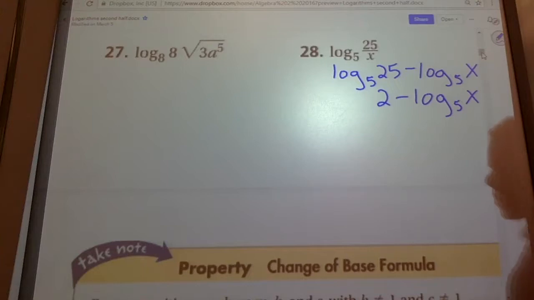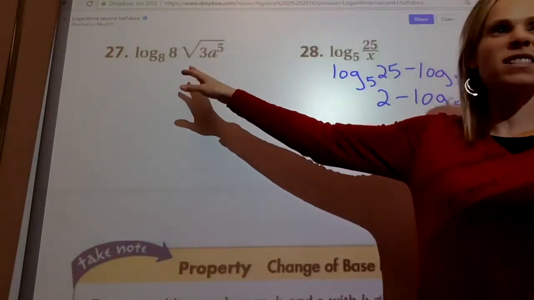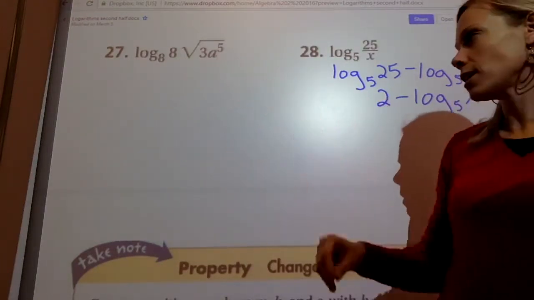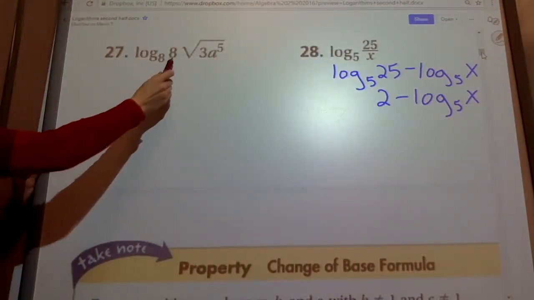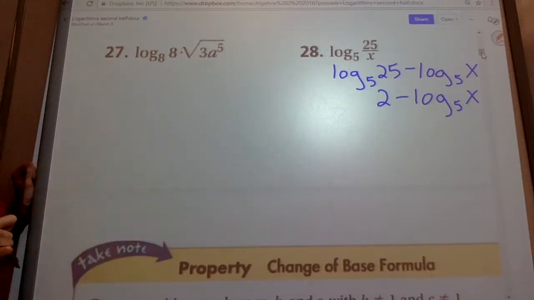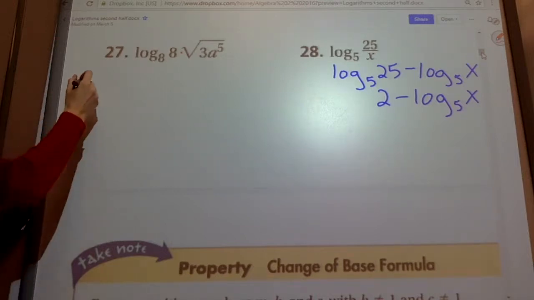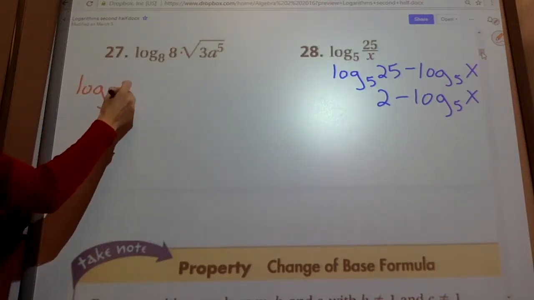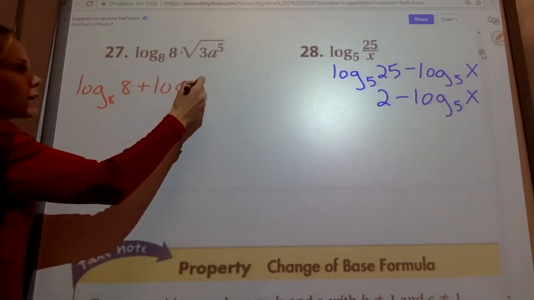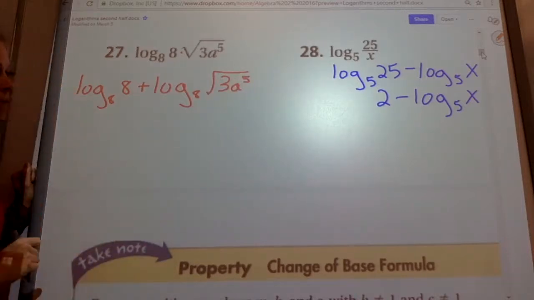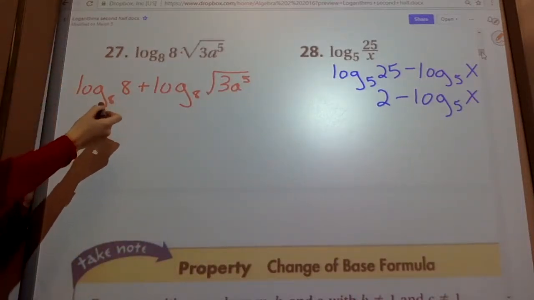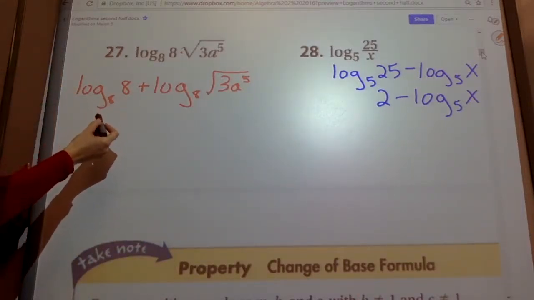I did throw in a more challenging one if you look at this last example. I know some of you need a challenge. Okay. I am taking log base 8 of 8 times this square root. So I need to break apart the multiplication first. So log 8 plus log 8 square root 3a to the 5th. I can simplify log 8 because 8 to what power is 8?